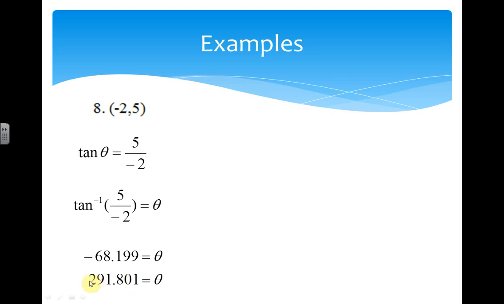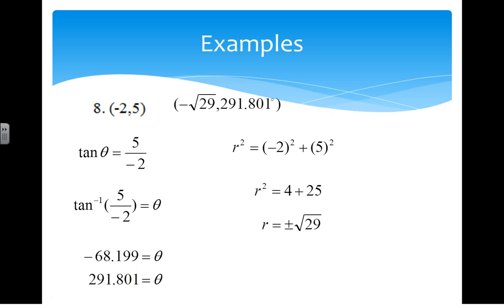Okay. Y over X. Okay, remember, I just did 360 minus this to get this. Positive angle. R squared. Plus or minus radical 29. It's not pretty, I know, but we can still figure this out.